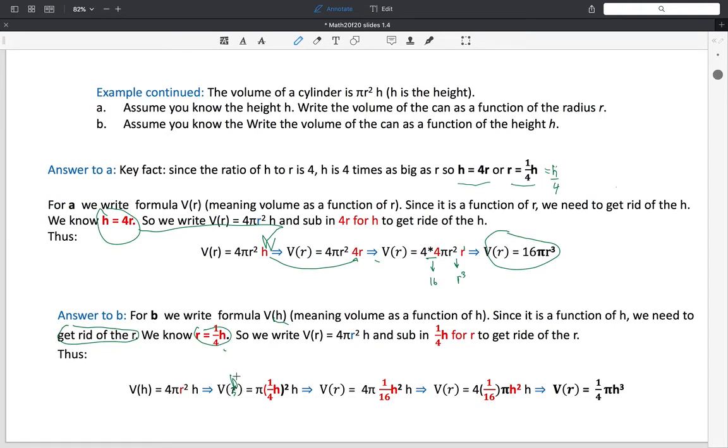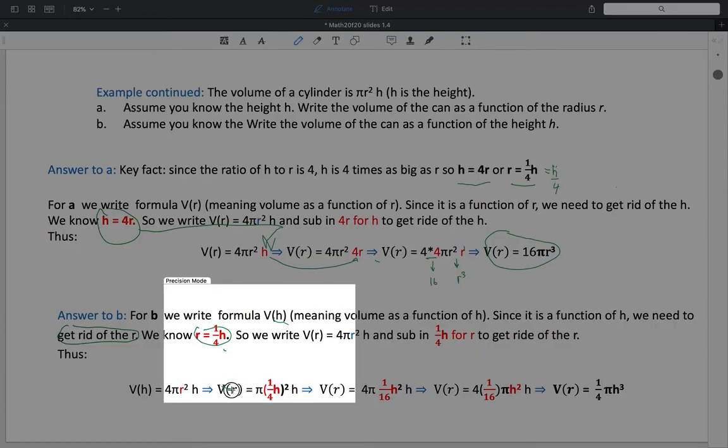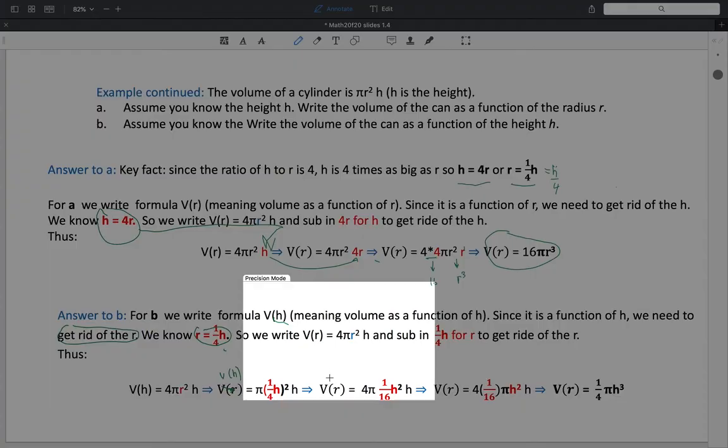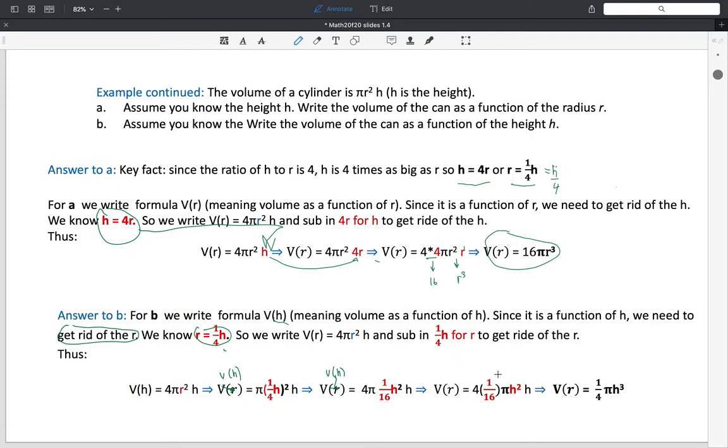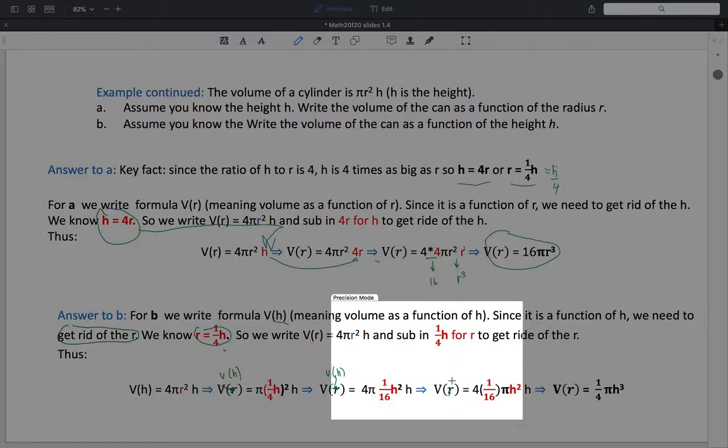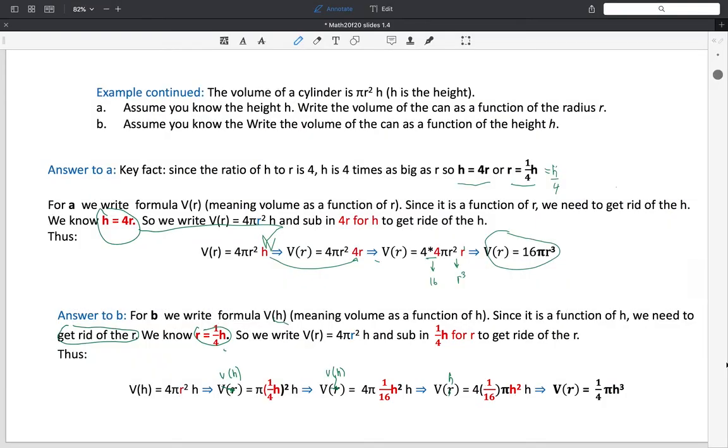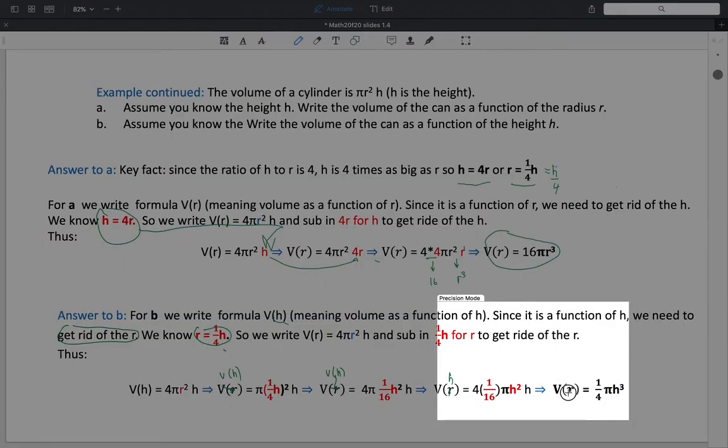Sorry, we want V of h. Let me do this better. This is going to be V of h, and let me fix this over here. This should also be V of h, and we're getting rid of the r. This should be V of h. And finally, this is going to be V of h. I'm sorry about all that.